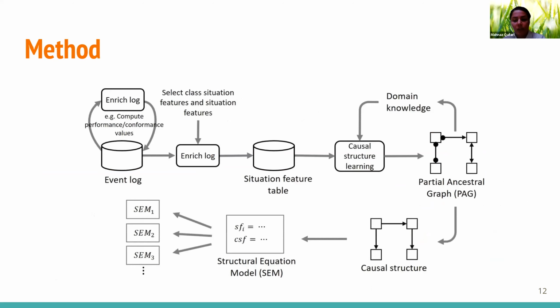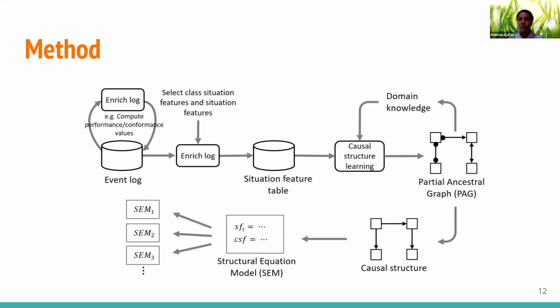For finding the causal structure model of some attributes in a process, we go through this process. First, we enrich the event log by adding some attributes to it, and then according to the problem that we're going to solve, or the feature that we're going to change, we create a data table that we call the situation feature table.